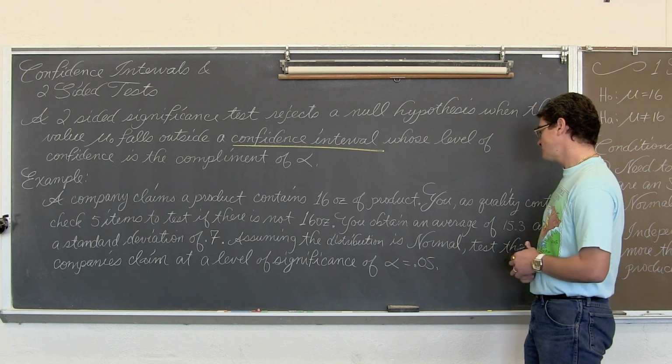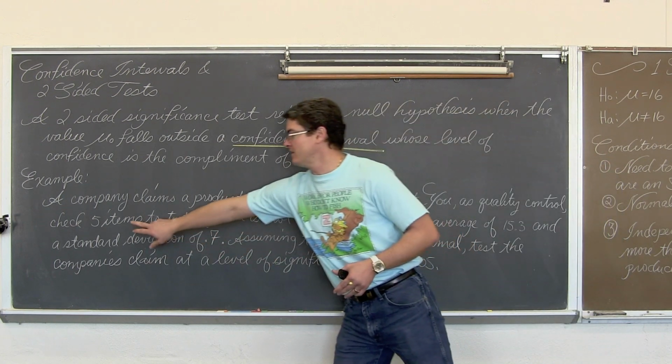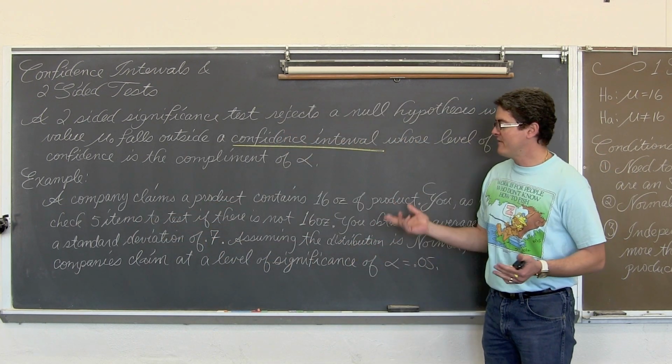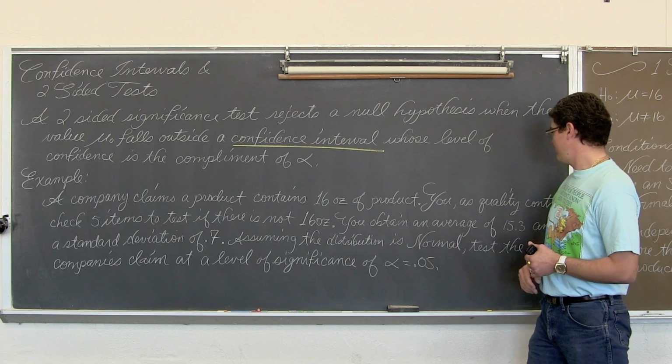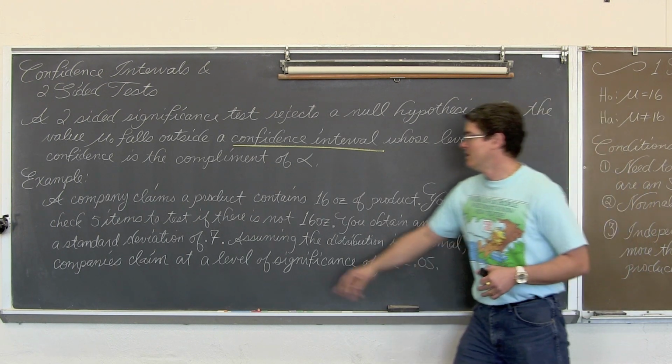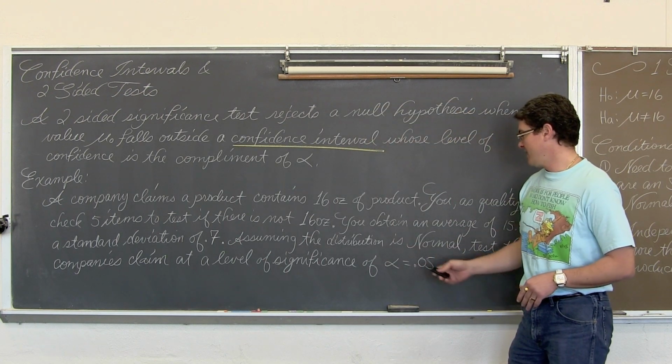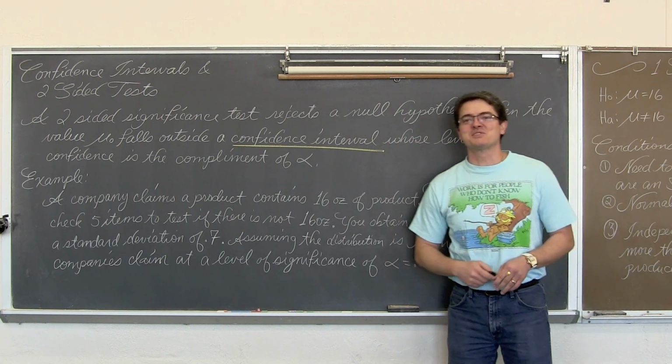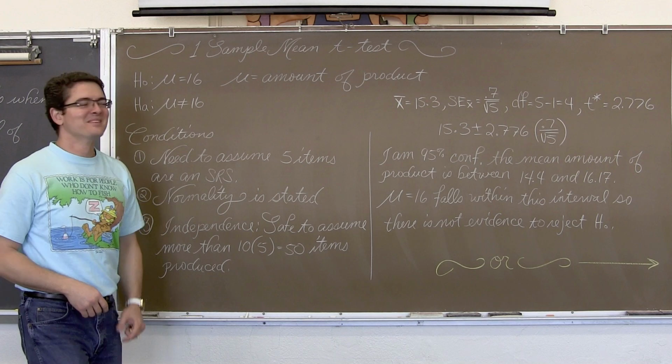I'm making sure I included the size of the sample. So we have n equals 5, a sample mean, a sample standard deviation, and a level of significance. Let's see what this looks like.